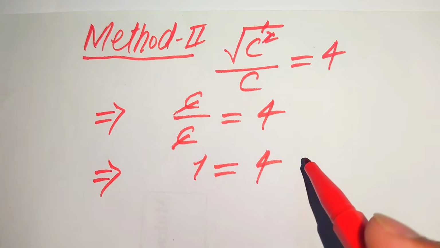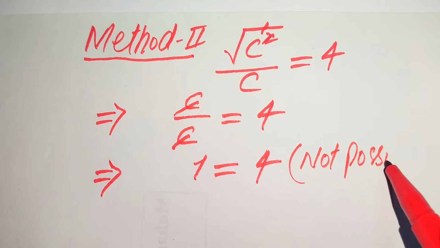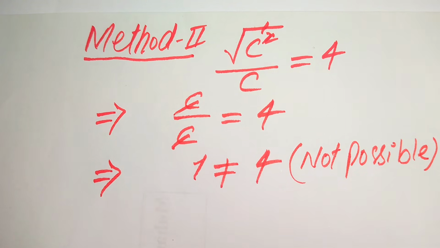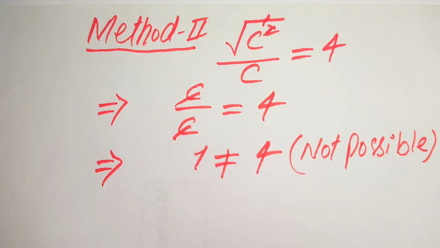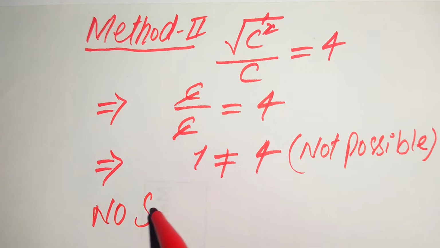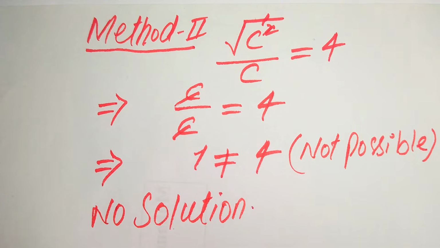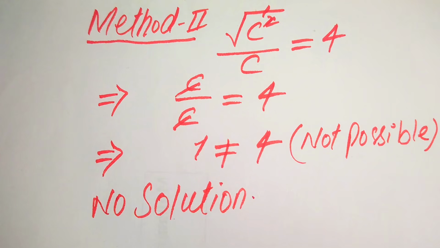So you see that 1 equal to 4 is not a possible case. It is not possible that 1 equals 4, because in general these two values are not equal. So in the second method you clearly see that we cannot get any value of c which satisfies our given question statement. So we finally conclude that this question has no solution, which we get here in the second method. So in the second method we cannot get any extraneous root.